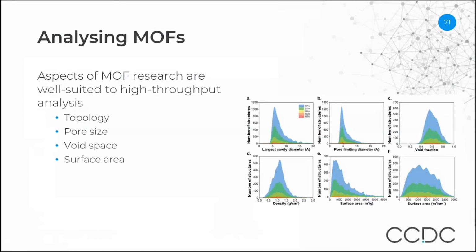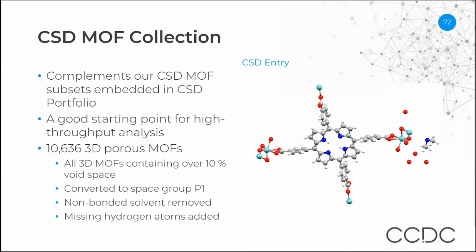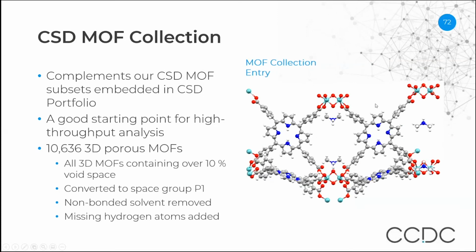Our final tip for today's session is centered on high throughput analysis. So we know aspects of MOF research are well suited to high throughput analysis, and researchers often look at things like topology, pore size, void space, and surface area. And that's why we've recently launched, earlier this year, our CSD MOF collection. This complements our CSD MOF subsets that are embedded into the CSD portfolio. And you can see here a CSD entry in our CSD MOF subset, and then a corresponding entry in our MOF collection. The MOF collection provides a good starting point for high throughput analysis.